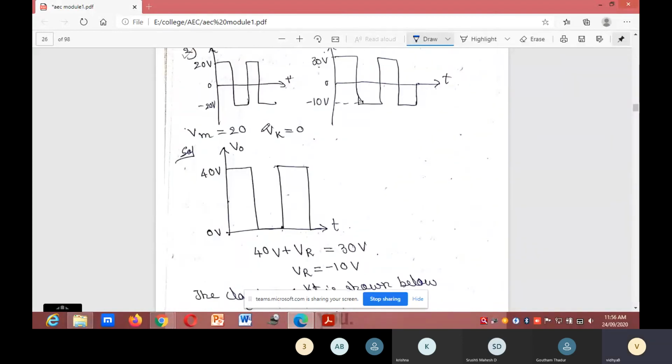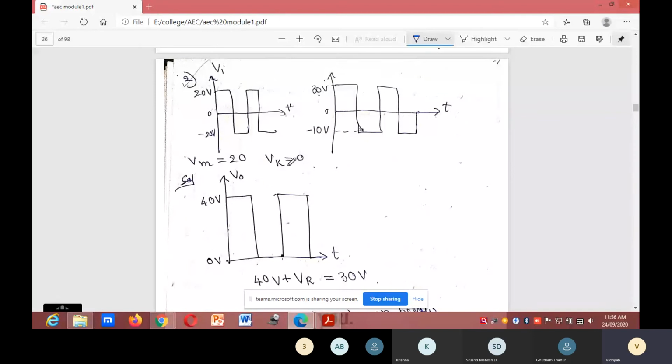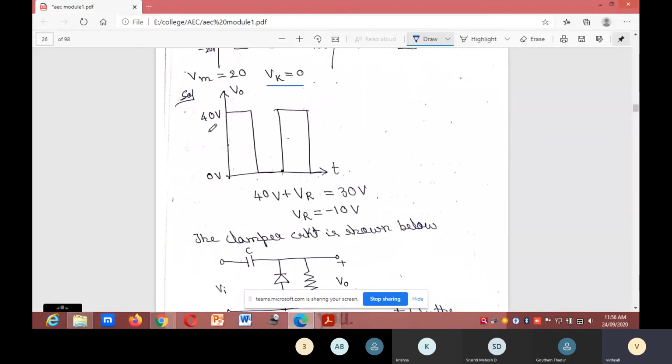Second problem: Vm is equal to 20 volts, and they have given that Vk is 0. Vm times 2 gives 40. This is the 40. Vk they have said is 0. We need to find out Vr.